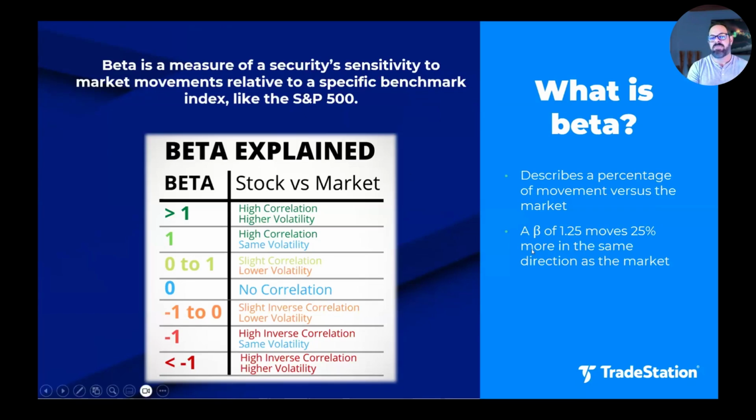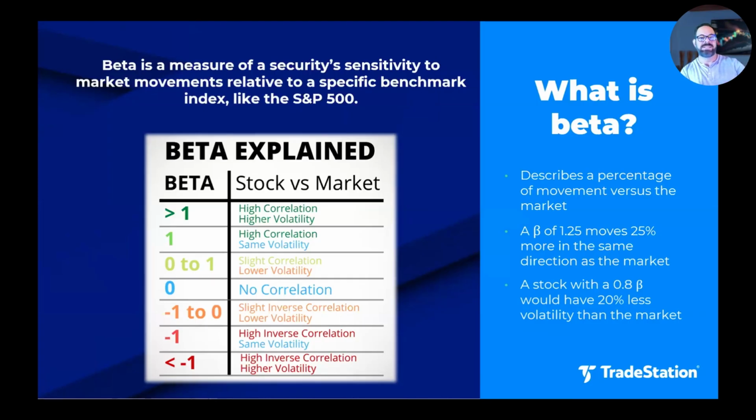So anyway, if we have a beta of 1.25, that means that particular security is 25% more volatile than the broad market, the S&P 500, and it should move 25% more in the same direction that the market is moving. As I mentioned, you can have negative betas. And if you have less than 1, you are less volatile than the broad market. In the case of a beta of 0.8, you are basically 20% less volatile than the broad market.